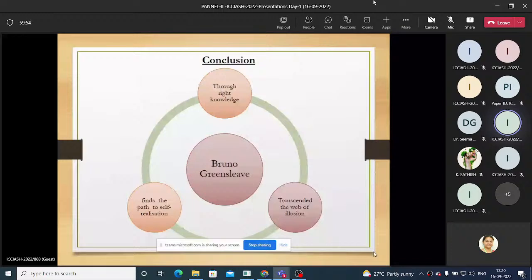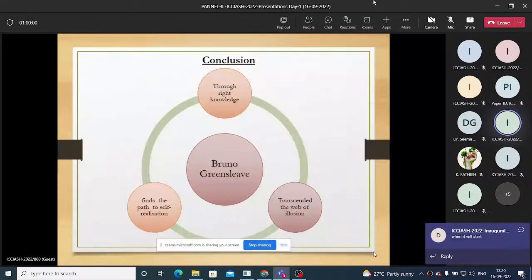So Bruno Greenslave is the protagonist who, through his right knowledge, has transcended the web of illusion. That's what the topic says. He has meandered, so you don't get stuck in the web. You're not caught up in the web. You are able to navigate through, find your way out of this illusion, and he finds the path of self-realization.